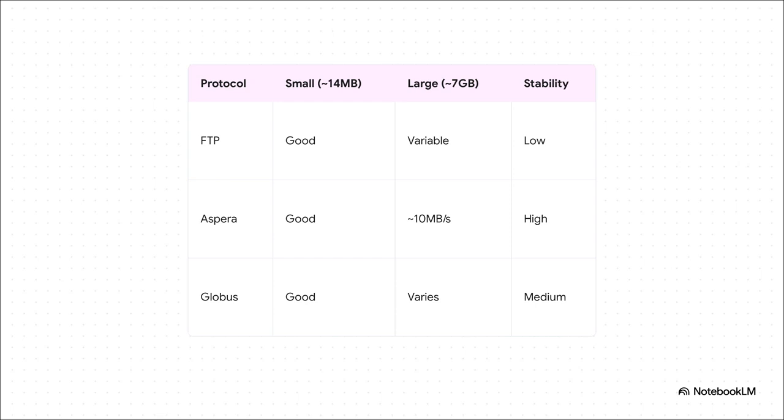Aspera, though, emerged as the most stable protocol by far, locking in around 10 megabytes per second with the lowest standard deviation. So if you're building a pipeline for massive raw files, just append --aspera to your command. It's going to give you the most reliable results, hands down.